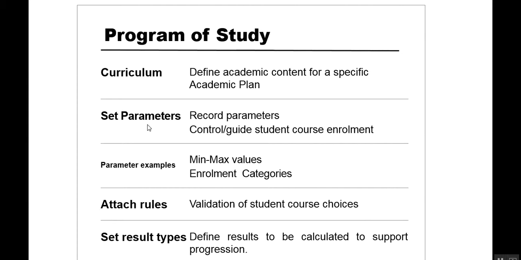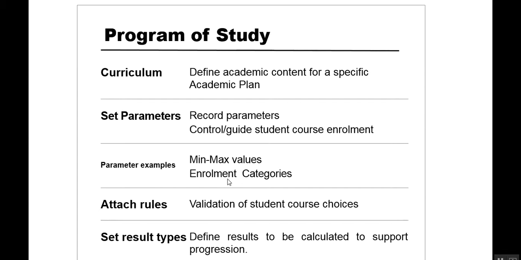We also set parameters. Examples of parameters are min-max values and enrolment categories. Min-max values will typically be number of credits. So we need to set in the program of study the number of credits they have to take to complete a stage, and the number of credits they can choose in a semester, which might be 50 to 70 credits for an undergraduate. It could be the number of credits the student needs to take from a course list, so it may say you need to take 10 to 30 credits from this course list. All those values need to be entered into the program of study because they're going to be used by rules to validate students' choices when they make them in self-service.